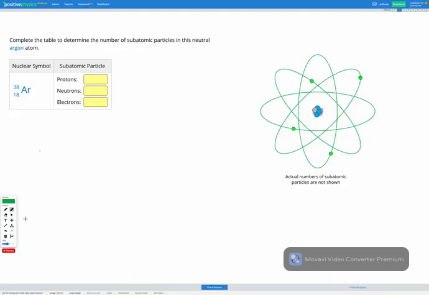In this question, we're asked to determine the number of subatomic particles in the neutral argon atom that's shown. So subatomic particles, those are our protons, neutrons, and electrons. And we have our neutral argon atom shown here. So let's draw out that a little bit bigger while we figure out the answer to this question.